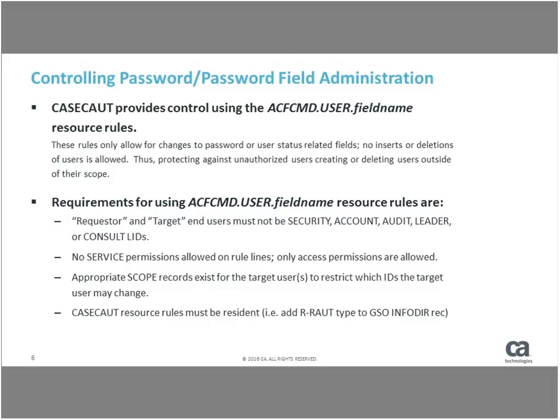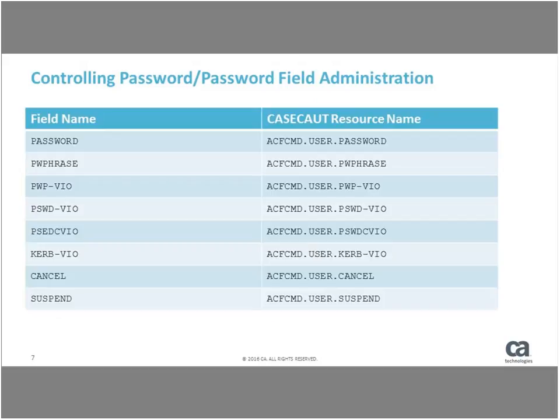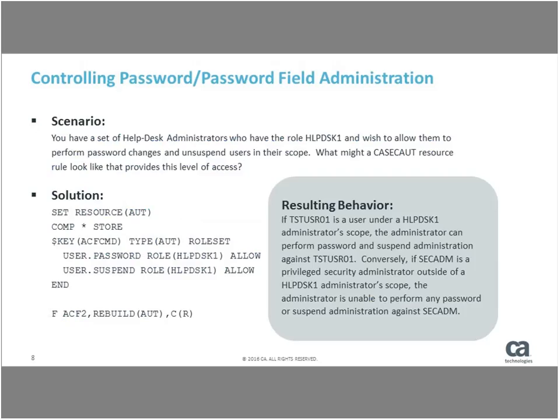The appropriate scope records must exist for the target users to restrict which IDs they can change. And the CA ACF2 resource rules must be resident. The next couple of slides here list all the various entity names for the different controls that you can do for passwords and password field administration. You see you can control passwords, password phrases, file counts, cancel, suspends.